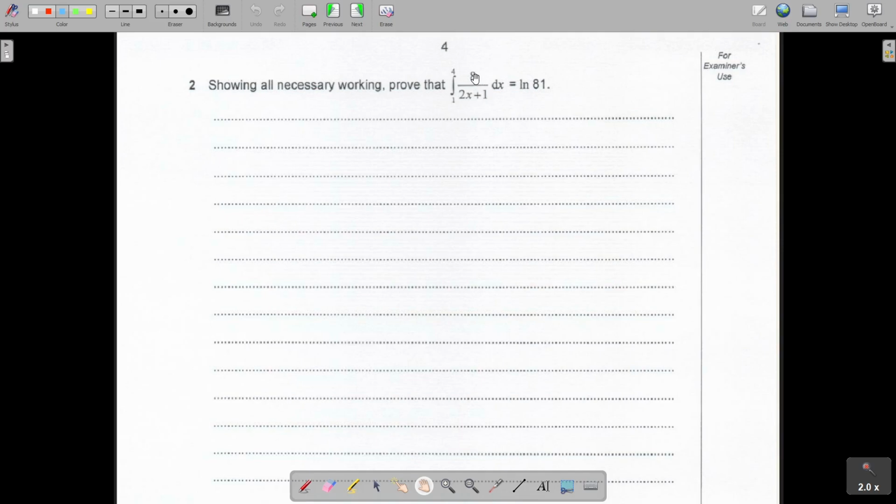Okay, so I see that it's definite integration. I see the 4 and a 1, and then I see this formula, and it's equal to ln 81. So show all necessary working, prove that. They want me to actually simplify this and get this as the answer.